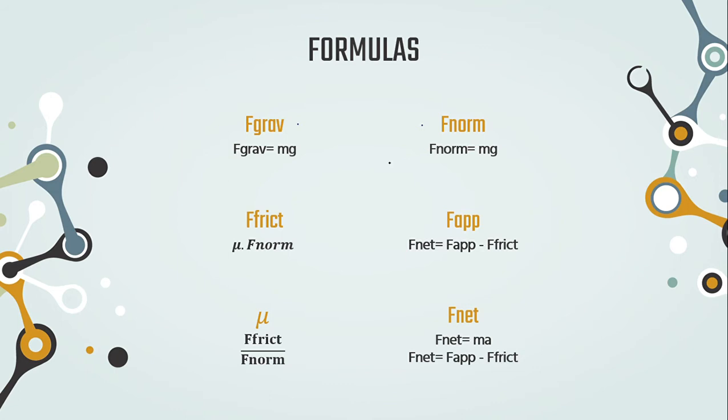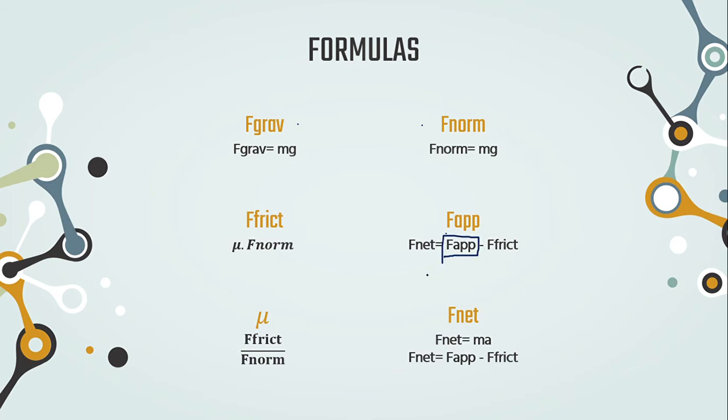Moving on. F-fric's formula would be coefficient of friction times F-norm. F-net has a formula of F-net equals F-app minus F-fric. So why is this the formula? We can derive this formula in order to get the F-app.